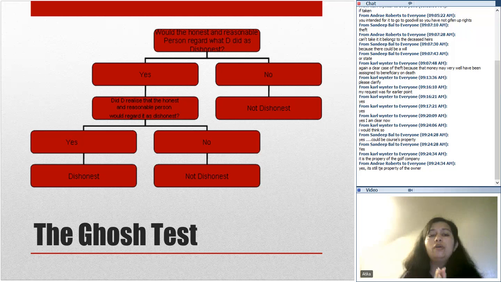The jury will ask, would the honest and reasonable person regard what the defendant did as dishonest? If the answer is no, that means he is not dishonest. But if the answer is yes, then they're going to ask the other question. Did the defendant realize that the honest and reasonable person would regard it as dishonest? So the other people and also what the defendant is thinking. If the defendant doesn't realize it, then there is no dishonesty. If the defendant does realize it, it's going to be dishonesty. Okay?